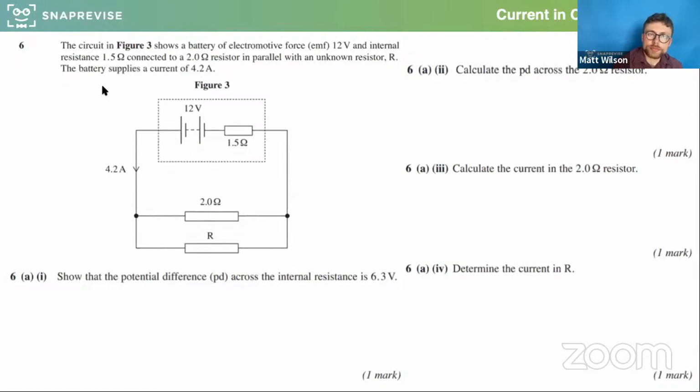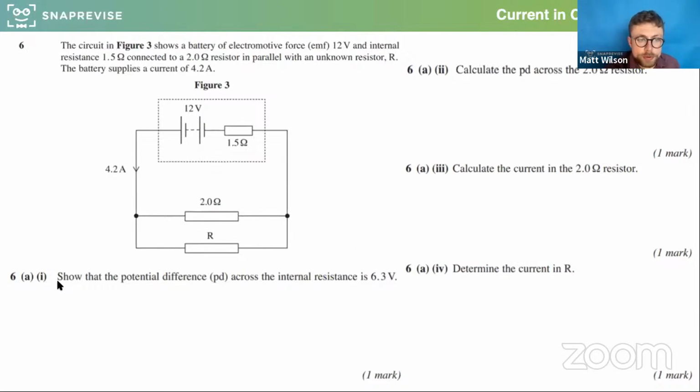Okay, circuit in figure 3. What do we have? It shows a battery of electromotive force 12 volts, internal resistance 1.5 ohms, connected to a 2 ohm resistor in parallel with an unknown resistor. The battery supplies a current of 4.2 amps. Great, so what can we say?